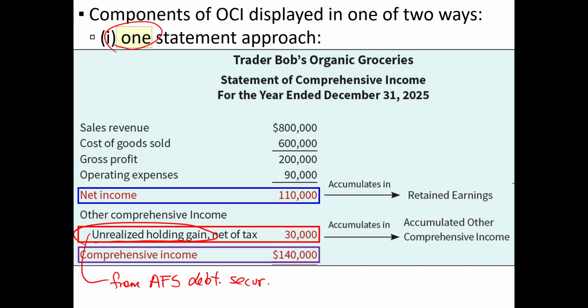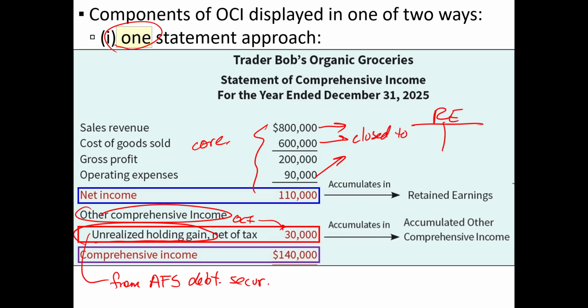Keep that separate. But go ahead and show your core operations here. Actually, let me put it over here. This is our core operations. This is OCI, other comprehensive income of $30,000. These items are all closed out to retained earnings. You will see a net 110 affected right there. So after we close out our revenues and expenses, just as we saw in chapter 2, there's the 110. It's probably included with other previous balances in there, but that's where we see that.